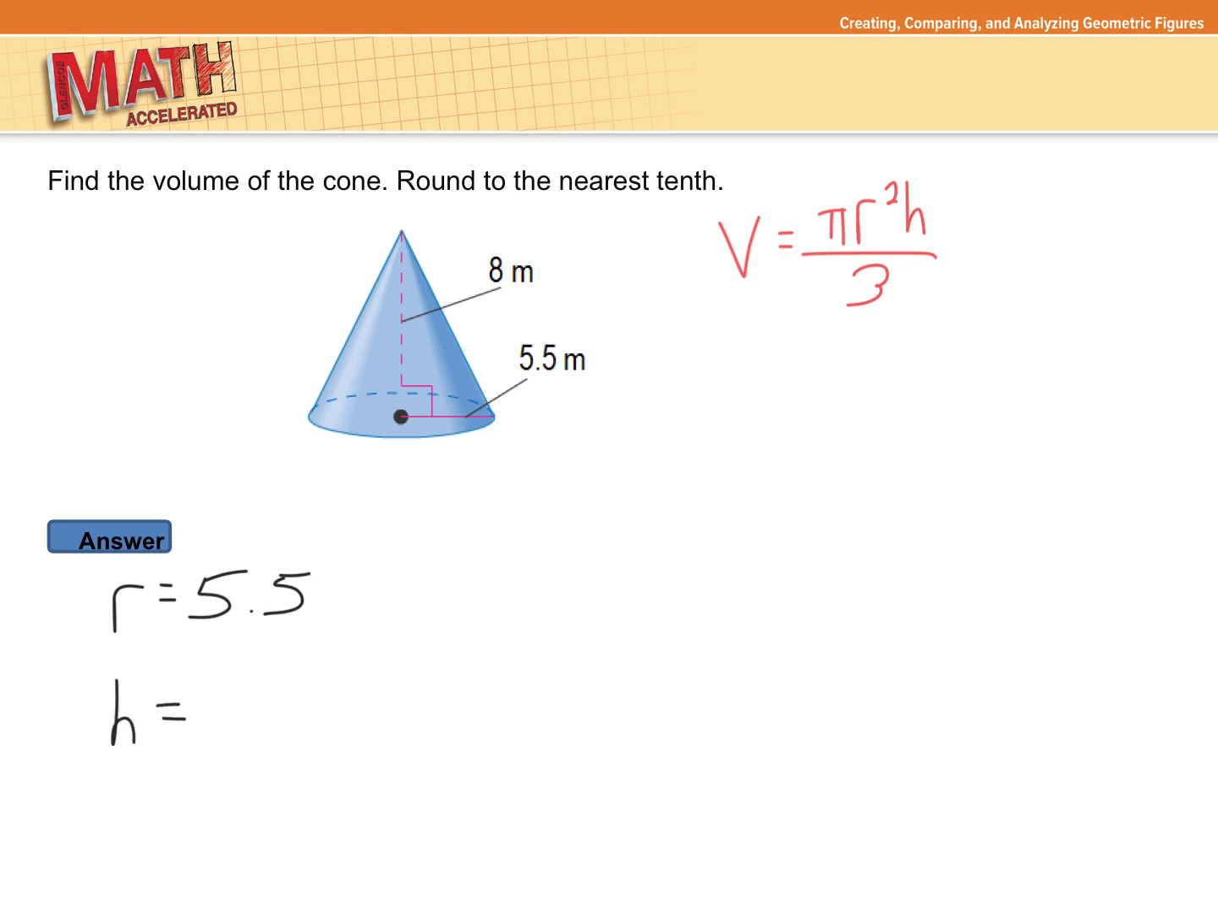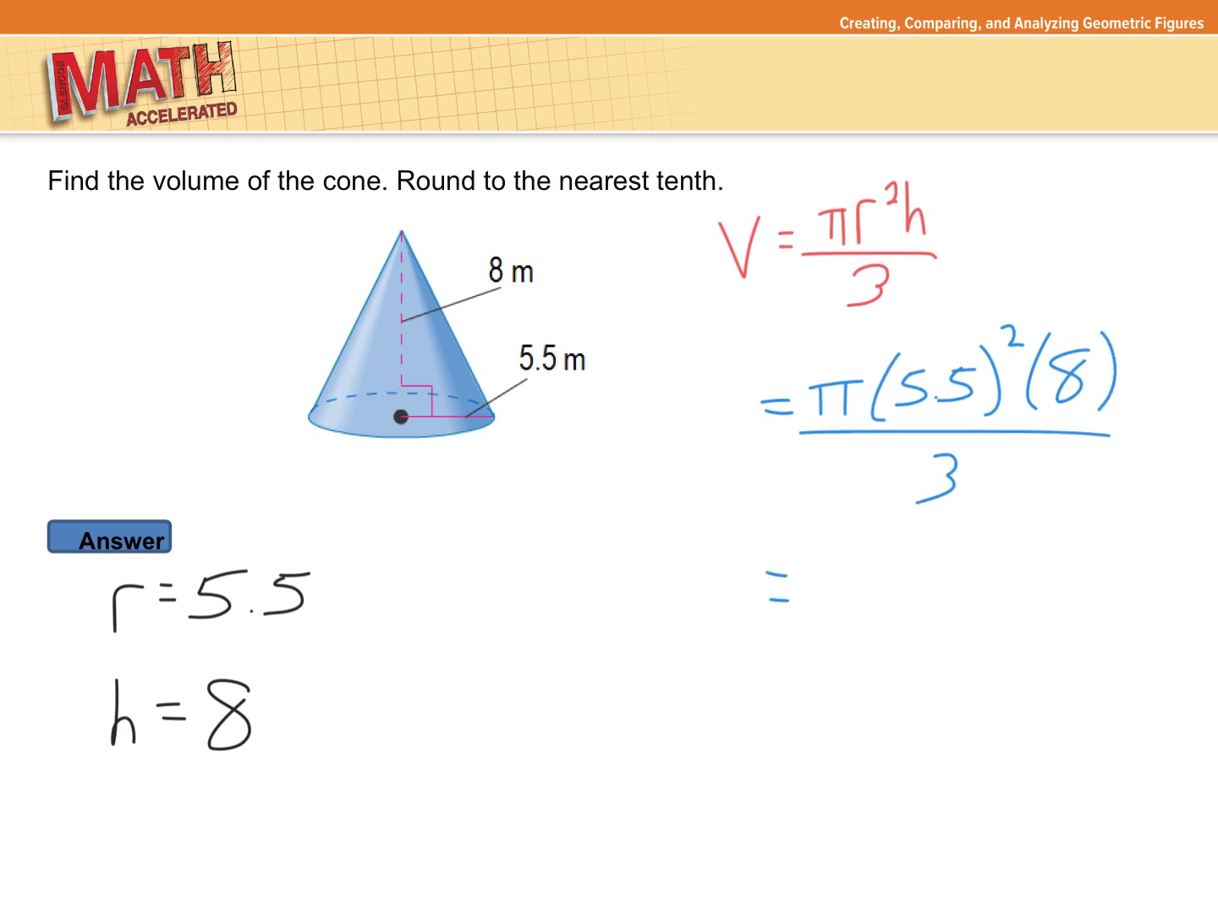And then what's the height of the cone? 8. So now just take those two values and plug them in where they go. Some of us flipped them when we plugged them in. Make sure the radius goes in for the radius and the height goes in for the height. So we have 5.5 squared times 8 divided by 3. What needs to happen first? Exponents need to happen first. So we have pi times 30.25 times 8 divided by 3.